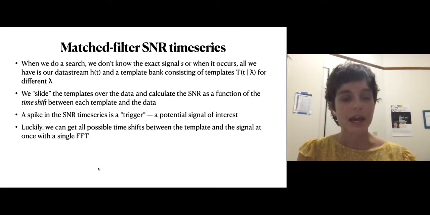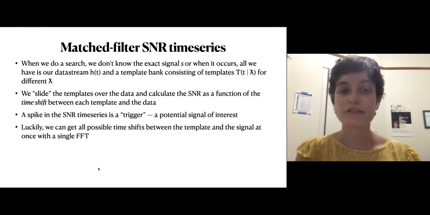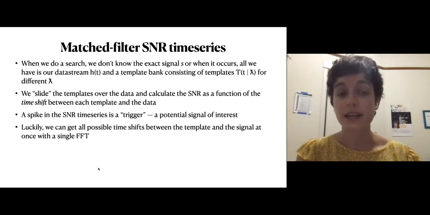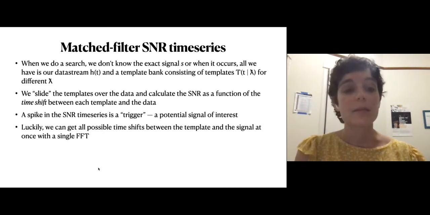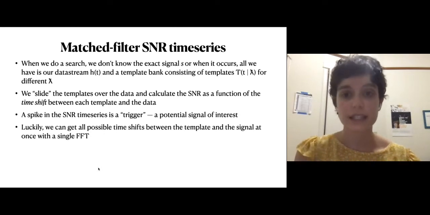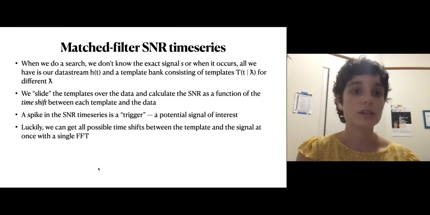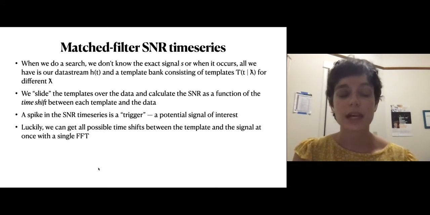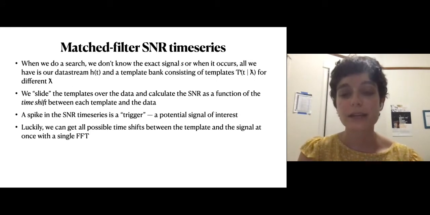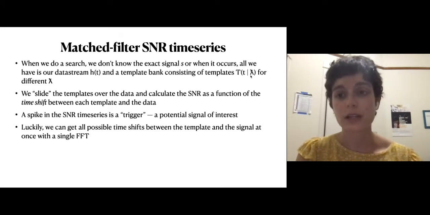So how do we actually get that? Let's say we have a template in our template bank that matches the signal that is embedded in our data. How do we find it? Well, when we do a search, we don't know what the exact signal s is or when it occurs. All we have is our data stream, h of t, so again, strain as a function of time, and our template bank, which consists of these templates, big T, as a function of time, with different lambda denoting these different templates.